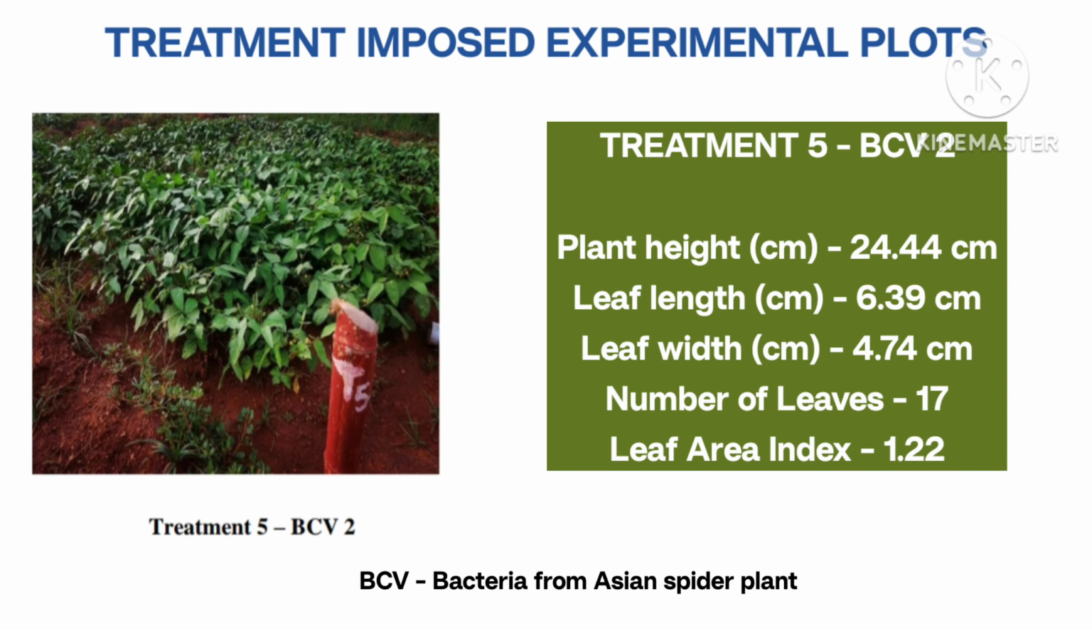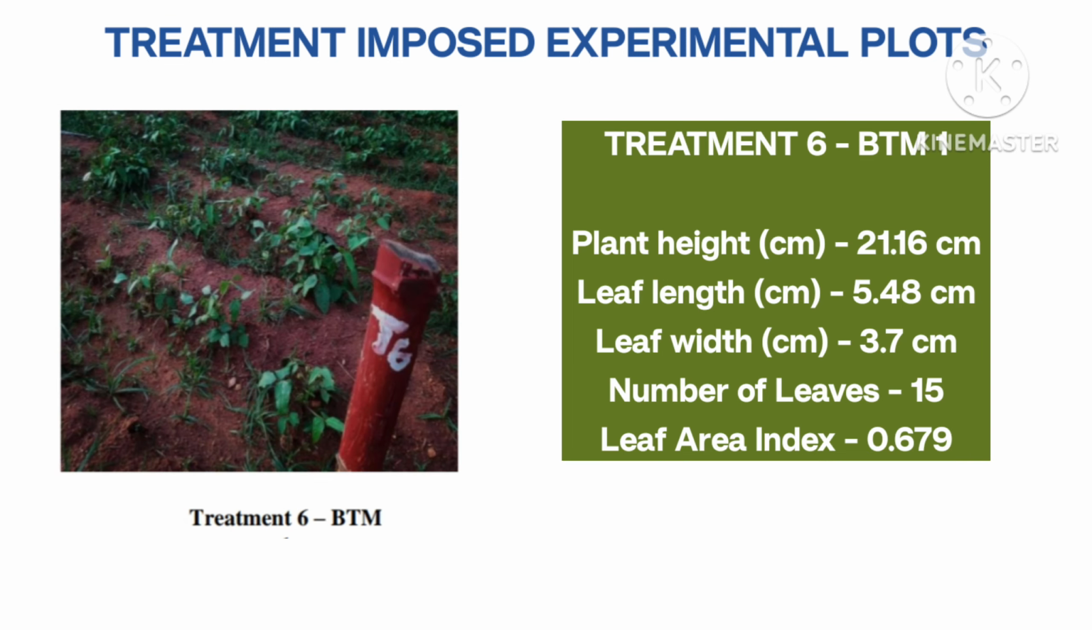Treatment 5, treated with broth of bacteria 2 from Asian spider plant. Plant height 24.44 cm, leaf length 6.39 cm, leaf width 4.74 cm, number of leaves 17, leaf area index 1.22. Treatment 6, treated with broth of bacteria 1 from termitarium sample. Plant height 21.16 cm, leaf length 5.48 cm, leaf width 3.7 cm, number of leaves 15, leaf area index 0.679.